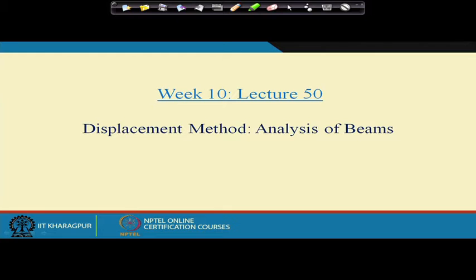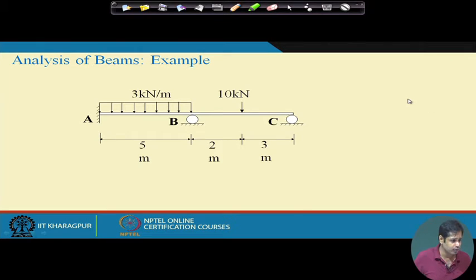Once we know the unknown displacements, we can apply them to the slope deflection equation to get the internal forces. What we will be doing today and in the next two classes is demonstrate the concept through several examples. The example that we consider today is a continuous beam.